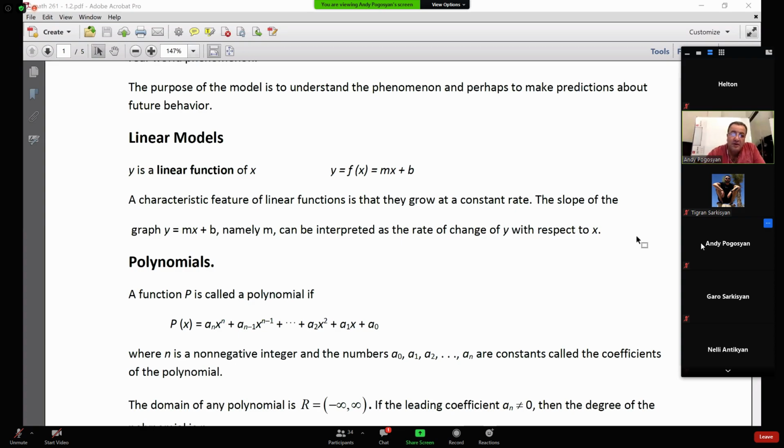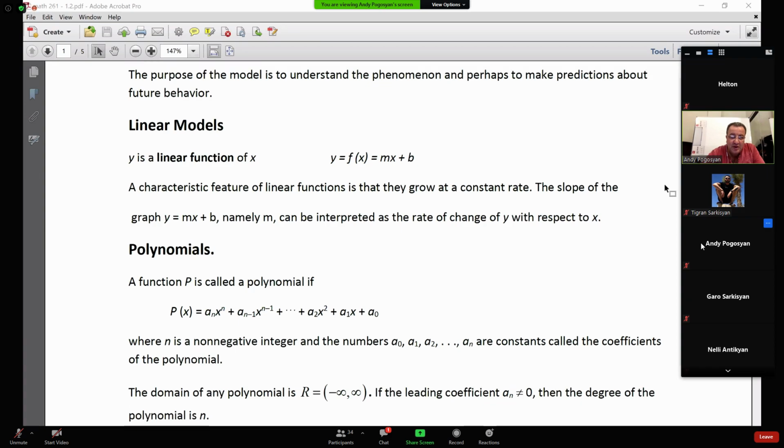Now, it tells you that for any two values, there is a constant rate of change. So the rate of change of the y value with respect to x will be constant. It's not different at different points. For any two points you choose, it's always going to be constant. So the graph is a line.